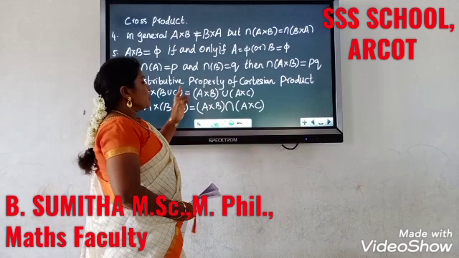From equations 1 and 2, we are seeing that A cross B is not equal to B cross A. Why? What is the reason? The ordered pair (1, 2) is not equal to (2, 1), and the next ordered pair (1, 3) is not equal to (3, 1), and likewise. So therefore A cross B is not equal to B cross A.